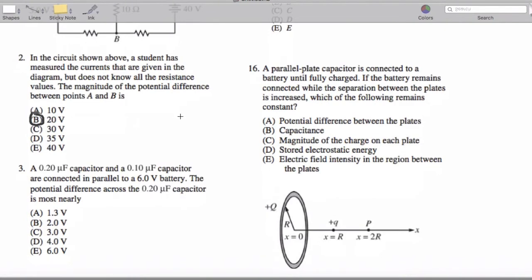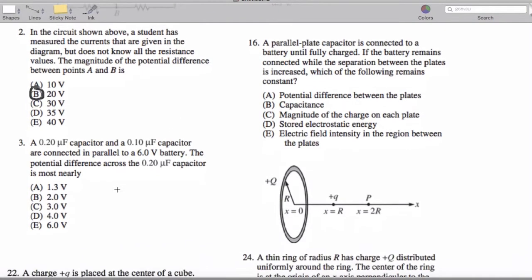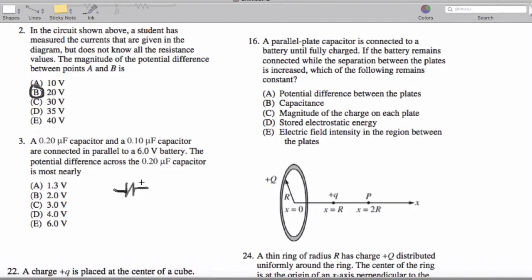All right, we have a 0.2 microfarad capacitor and a 0.1 microfarad capacitor, and they're in parallel. So I'll call this C1 and I'll call this C2. And we've got a 6-volt battery. So the potential difference across the 0.2 microfarad capacitor is going to be just about 6 volts since they're both in parallel with the battery.